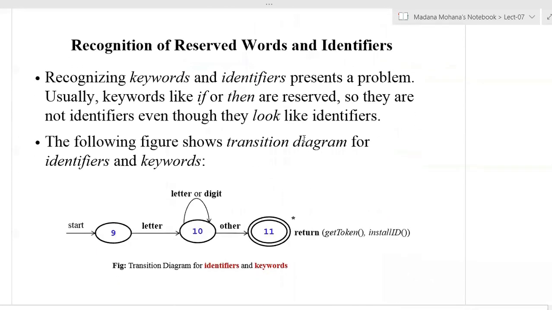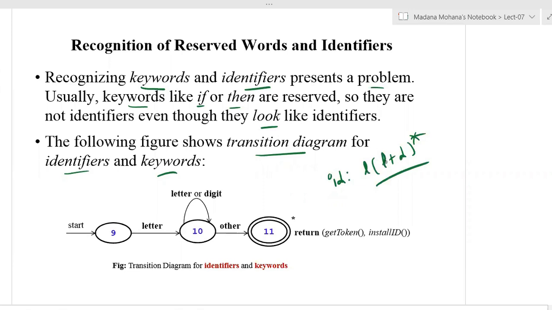So now let us see how to recognize reserved words, that means keywords and identifiers. So recognizing keywords and identifiers presents a problem. Usually keywords like if, then, else are reserved. So they are not identifiers, even though they look like identifiers. The following figure shows transition diagram for identifiers and keywords. So again here you can see the start state. So the identifiers we know. For identifiers, the regular expression is letter followed by letter plus digit whole closure.